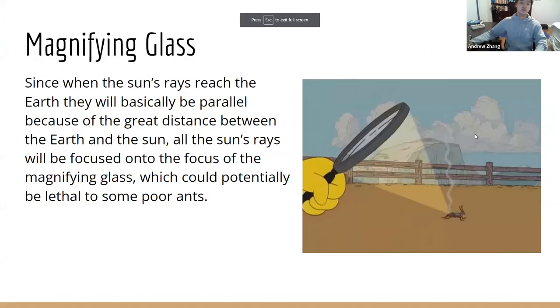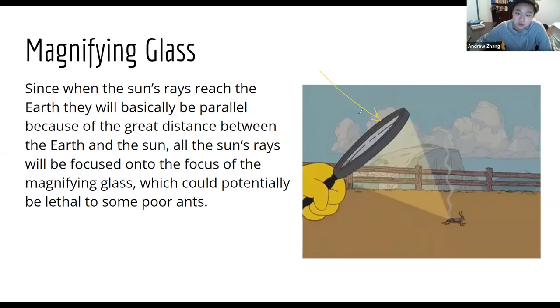So this kind of ties in with the idea of a magnifying glass. As you saw in the video, this concept can be used to help increase the size of something. It could be lethal to some poor ants. It could focus the sun's rays into one spot, with the idea that, say, these are the rays shining like this. Then using the lens, using a diagram, they'll all start concentrating onto one point. And as a result, that could cause some severe damage to some very small animals.